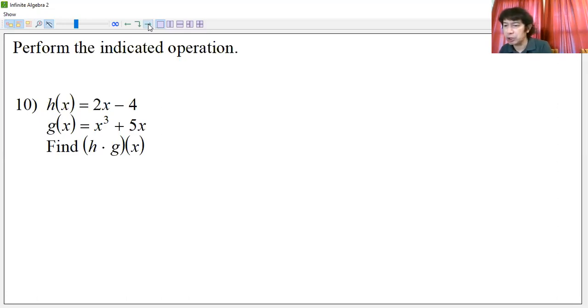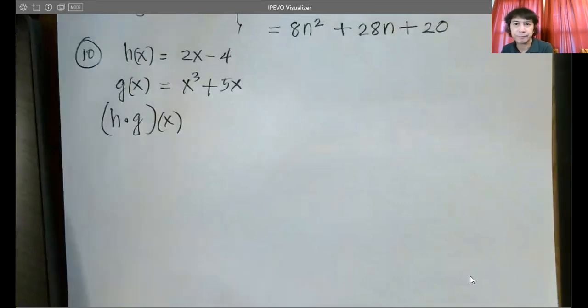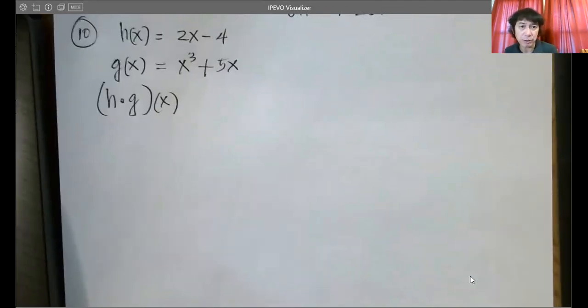All right, here's number 10. You can see it on your screen. While I write it down, you have h of x, 2x minus 4, g of x, x cubed plus 5x. And we're asked to find h times g of x. There. We shall see our solution in the paper. Okay, here's number 10. Let me do a little adjustment. You have the h function 2x minus 4. You have the g function x cubed plus 5x, the same variable x. Now we're asked to find h dot g. The dot means multiplication, okay?